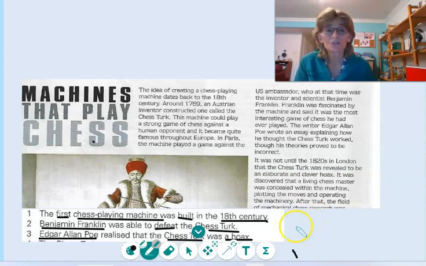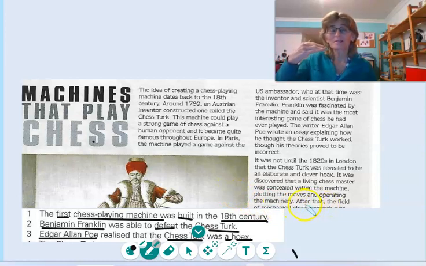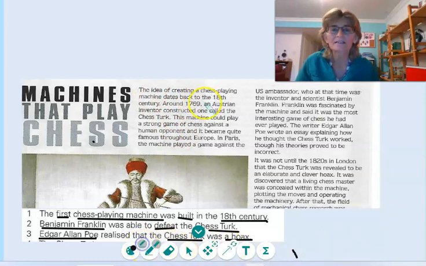Now you then go to the text and look for the information. Now the good thing is that all these statements follow the same order as the text. So if you found the answer to number 1, then the answer to number 2 will come after, and so on. Okay, so let's go and see if we can find any information near the beginning of the text about the first chess playing machine. And if we scan the text, we can see here that it mentions a chess playing machine.